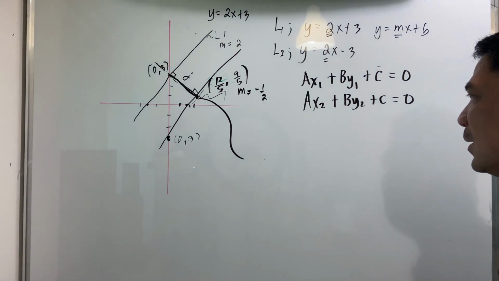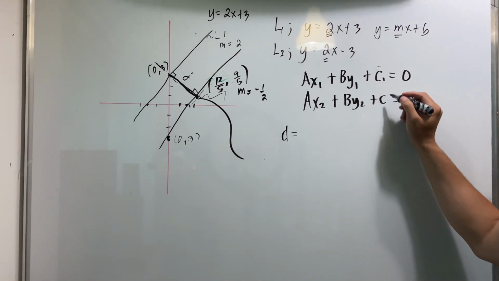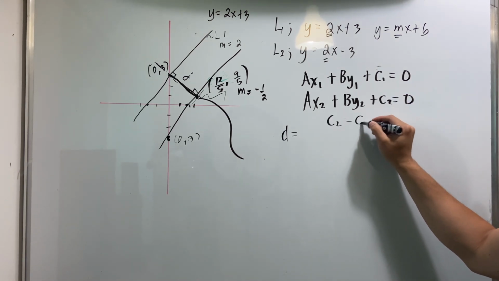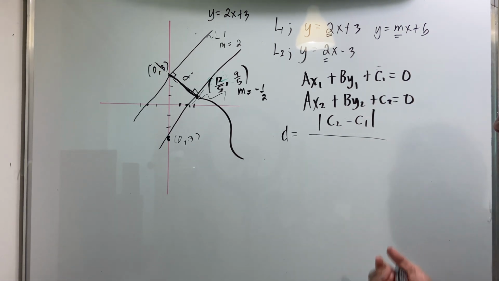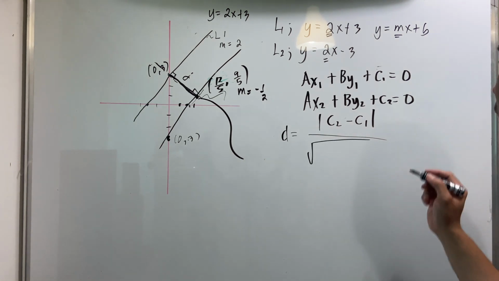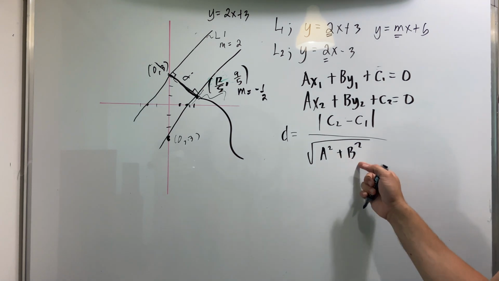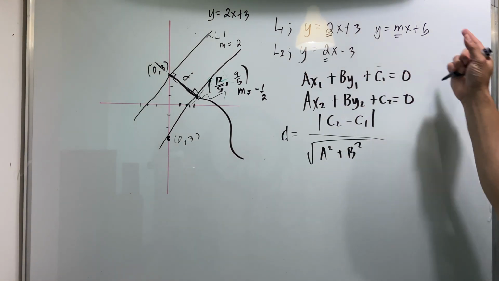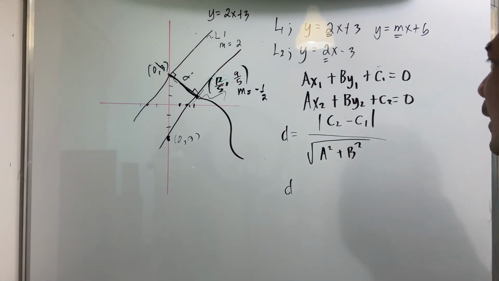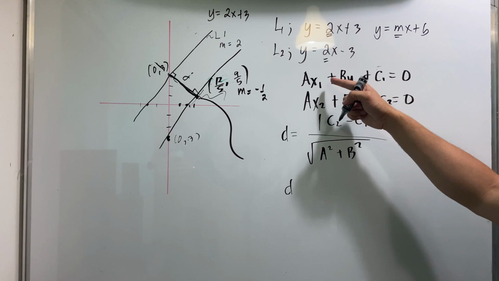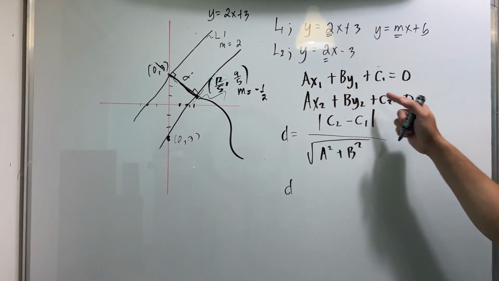So the formula for the distance between these two lines is the absolute value of c2 minus c1. Okay, so if it's negative, you just have to get the absolute value, over the square root of a squared plus b squared. Since a and b here will be the same, since you have parallel lines. So therefore, applying this formula, let's try to rewrite this one in this form.